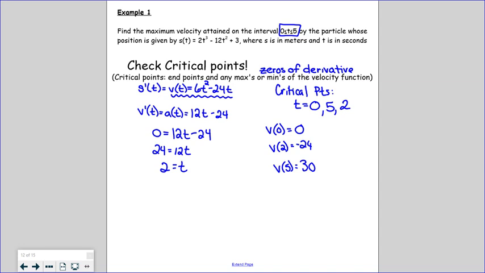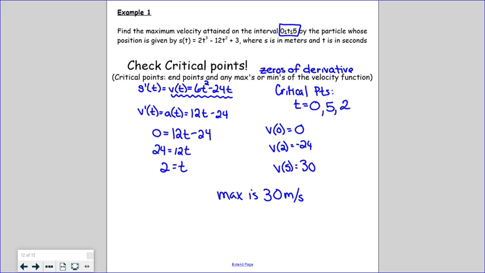So our answer actually is 30. What is the maximum velocity? The max velocity is 30 meters per second, and it happened here at time equals 5. Questions on that?